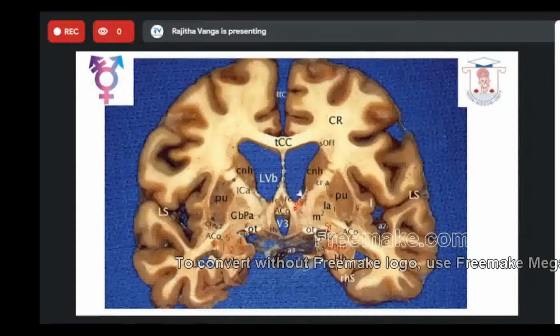This is the bed nucleus of stria terminalis, which is actually a very tiny nucleus, located in relation with the lateral ventricle. This nucleus plays an important role in sexual behavior.